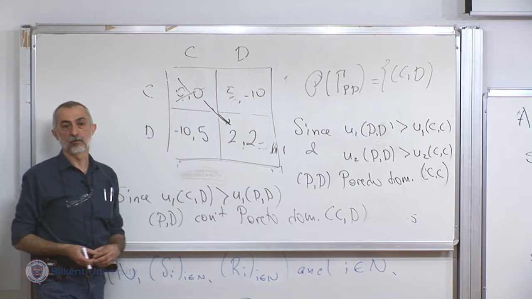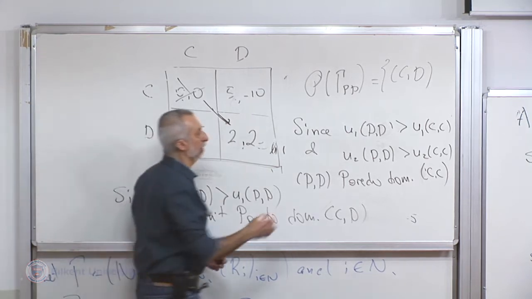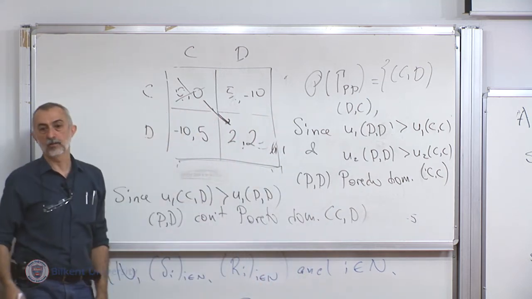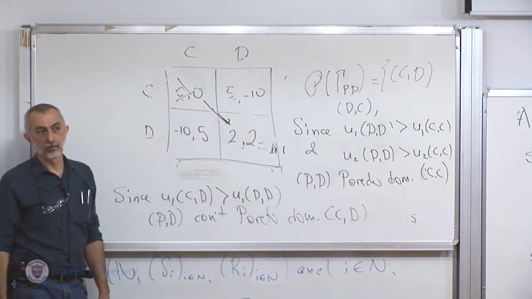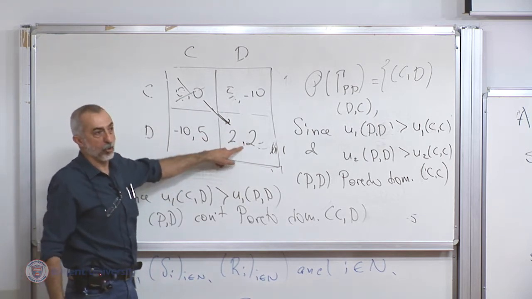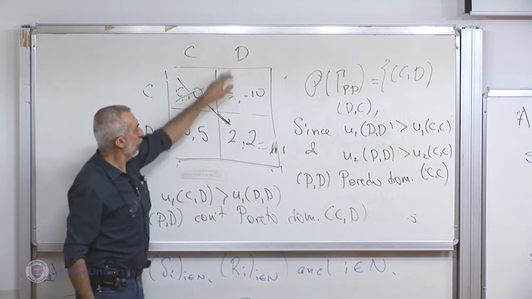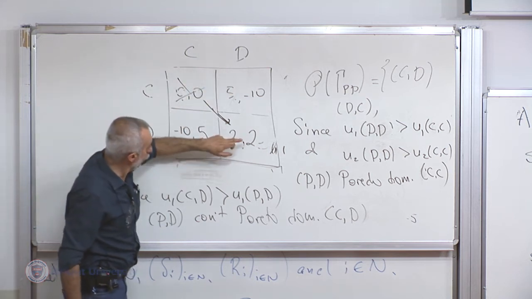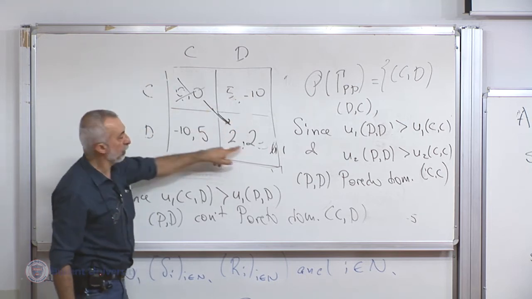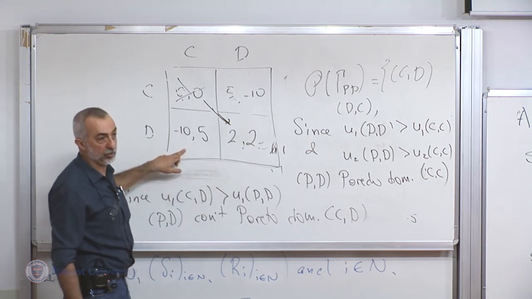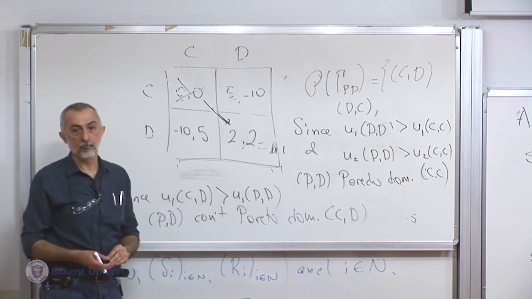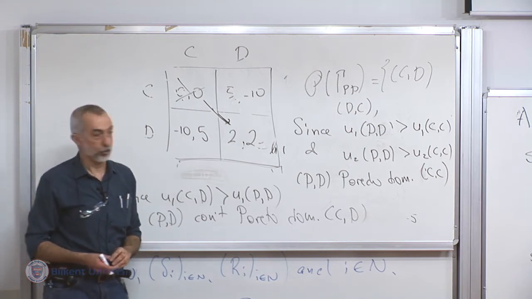What about DC? The same reasoning. So DC is also Pareto efficient. What about DD? You check. Can CC Pareto dominate DD? No, both agents are worse off. Can CD Pareto dominate DD? No, when I move from DD to CD, player 2 becomes worse off. Can DC Pareto dominate DD? No, when I move from DD to DC, player 1 is worse off. So DD is Pareto efficient.